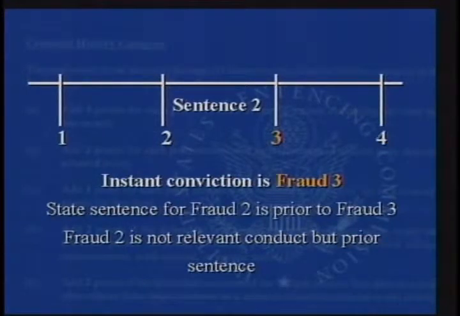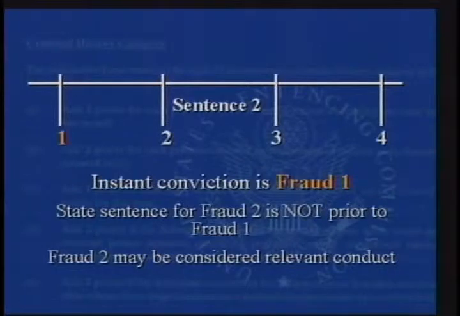Now, let's look at a slightly different situation, again where you have a defendant with 4 fraud behaviors. The instant offense of conviction in this example is found in fraud 1. We need to consider, based on the concepts of relevant conduct, whether the fraud behavior in counts 2, 3, and 4 can be considered relevant conduct. Now, we need to keep in mind, again, that fraud 2 has a sentence associated with it.